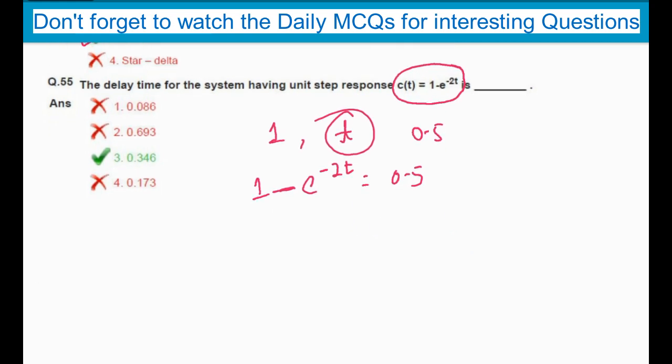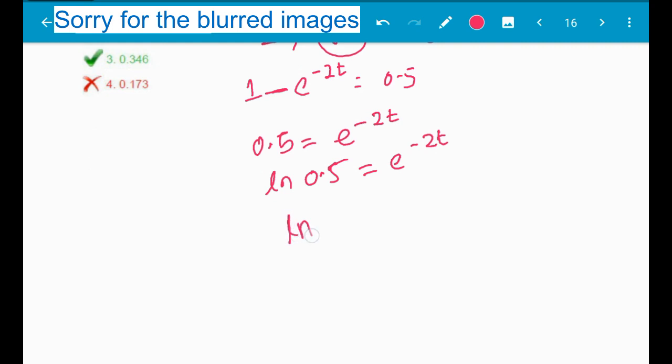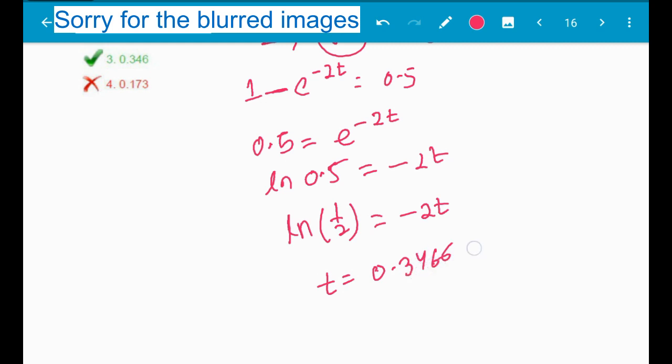So what will this be? 0.5 is equal to e to the power minus 2t, and ln 0.5 is equal to minus 2t. This will be ln half is equal to minus 2t. So here t will be calculated to be 0.3466 second. This is the answer. This is very easy, I have calculated.